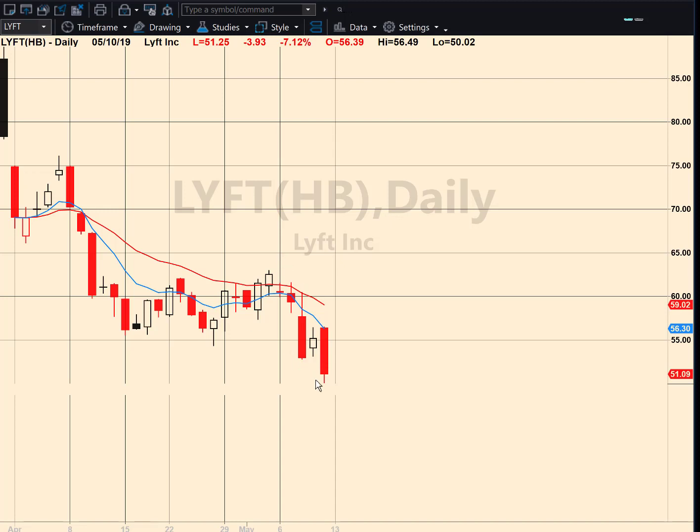And technically, we just broke down. We have a bearish engulfing. It's just not looking good for Lyft.